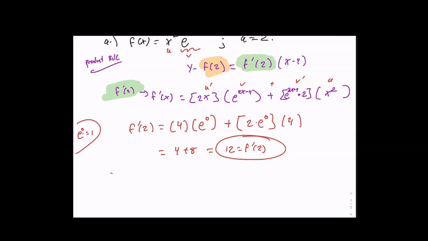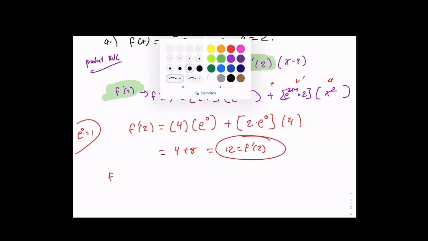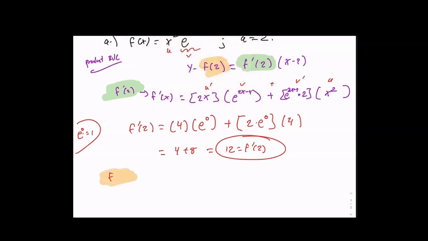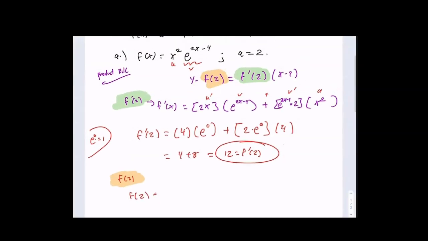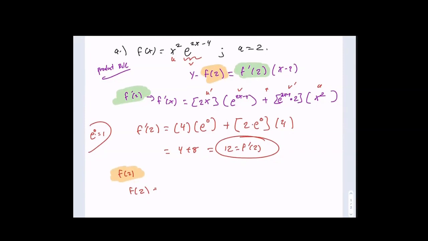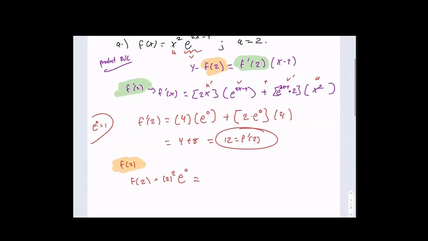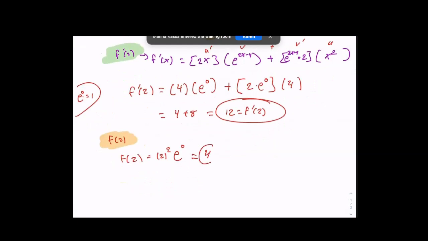All right, so now we also need to find f of 2. So f of 2 is... don't give me the final answer, just do it step by step. 2 squared times e to the 0, which gives me 4.